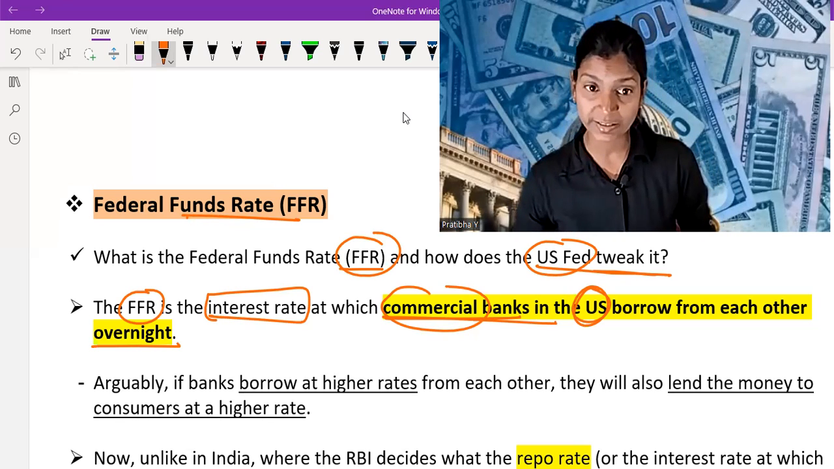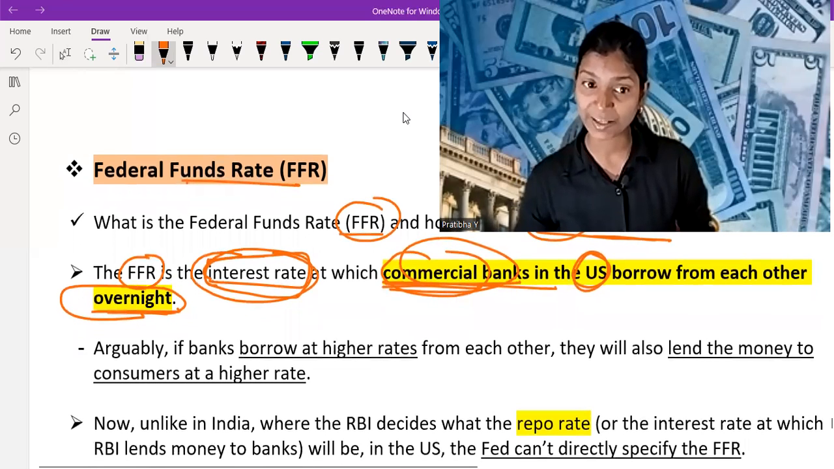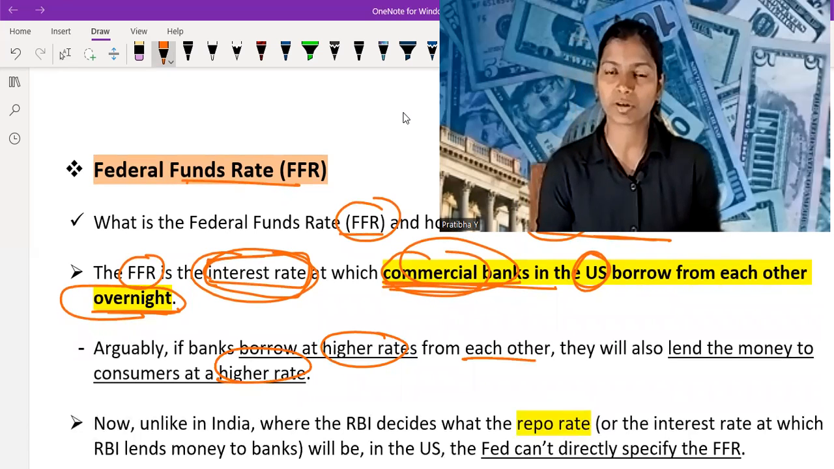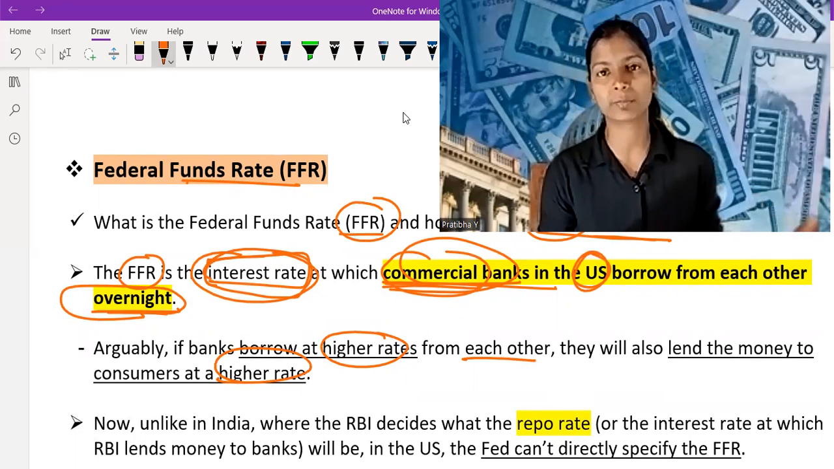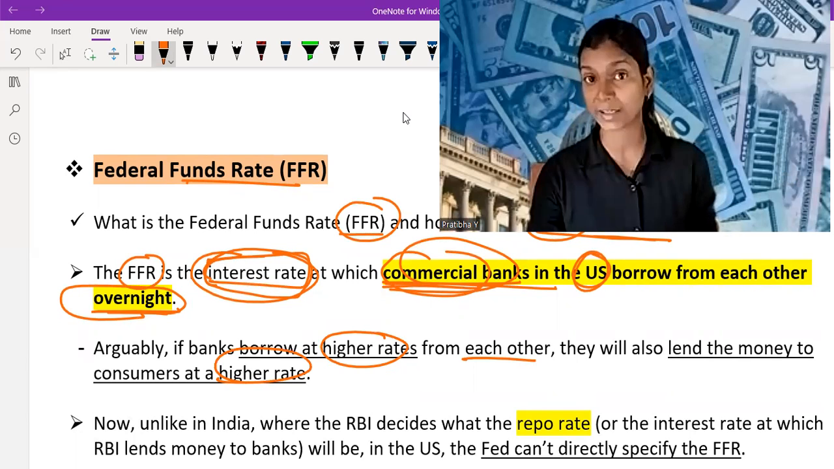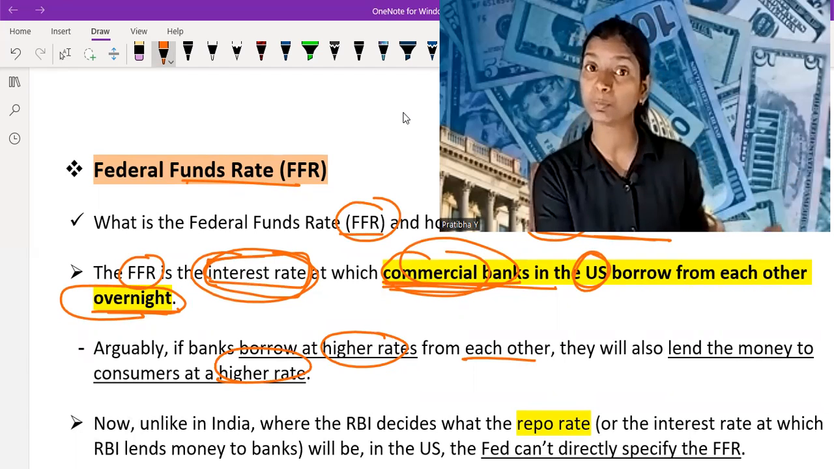So it is basically the interest rate at which commercial banks borrow from each other overnight. Remember, overnight interest rate and commercial bank. Arguably, if banks borrow at a higher rate from each other, they will also lend the money to consumers at a higher rate. Very easy. If any commercial bank borrows at 8% interest rate, then when it lends money to the consumer, it also gives at a higher interest. Earlier, if it gave at 9%, now it gives at 10% because it borrowed at a higher interest rate.